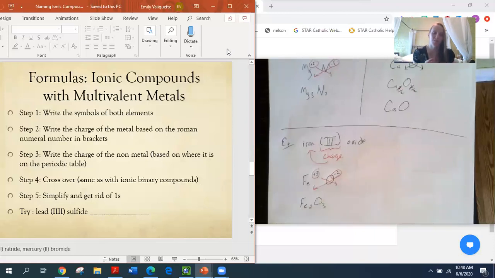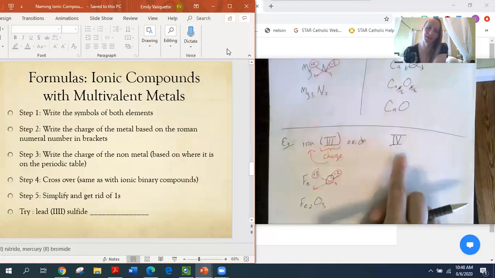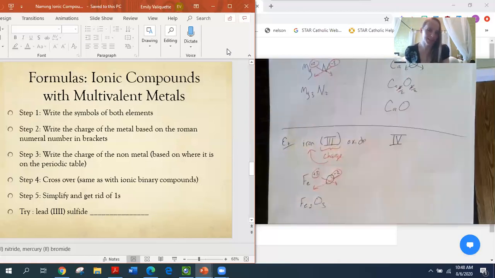Okay. In the example here that I've asked you to try, I said try lead 4 sulfide. You'll see that I've miswritten the symbol for 4 in Roman numerals, and that's because my first year teaching this, a lot of my students didn't know what 4 in Roman numerals looked like. So if you do want to write it like this, that's fine if you just don't know what 4 in Roman numerals looks like. But just so you know, if you see it on a test or in the textbook, this is what 4 in Roman numerals actually looks like.